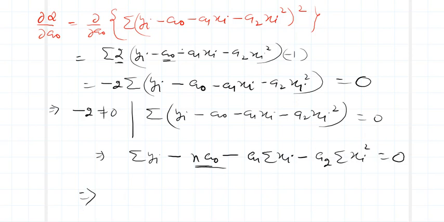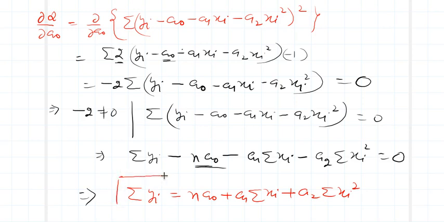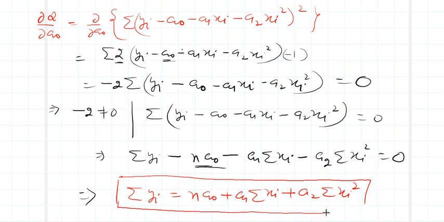This implies that summation yi is equal to n a naught plus a1 summation xi plus a2 summation xi square. So this is the one equation which I am getting. This is the relationship between a naught, a1 and a2. Let me call this equation number 1. Now let me go to the next term.